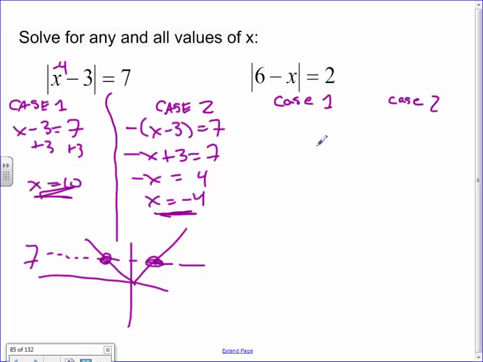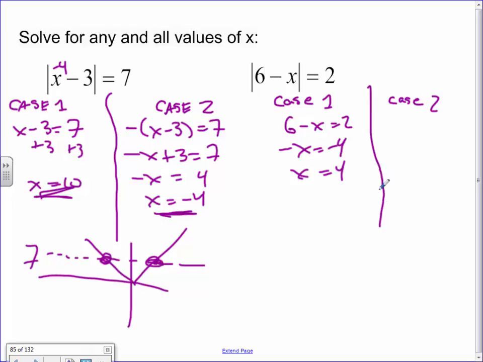Case 1, literally do nothing. 6 minus x equals 2, minus x equals minus 4, x equals 4. This 4 makes sense, totally, right? 6 minus 4, 2.